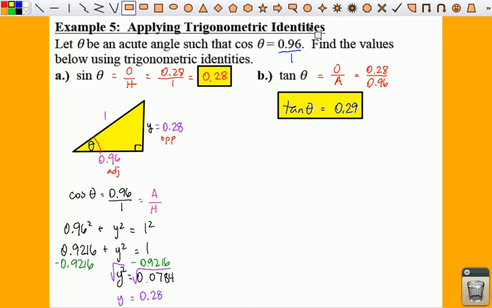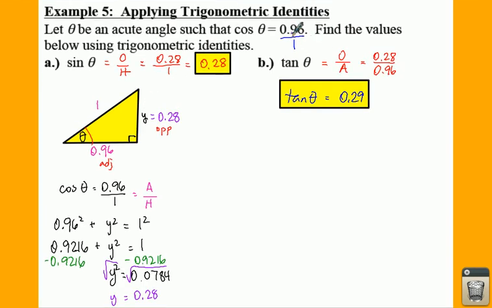So the big thing about this problem is you need to take the information that's given to you, draw your own right triangle, and you're given two of your sides. You just have to use the Pythagorean theorem to find your third side, and then you can go in and find all of your different trig identities.